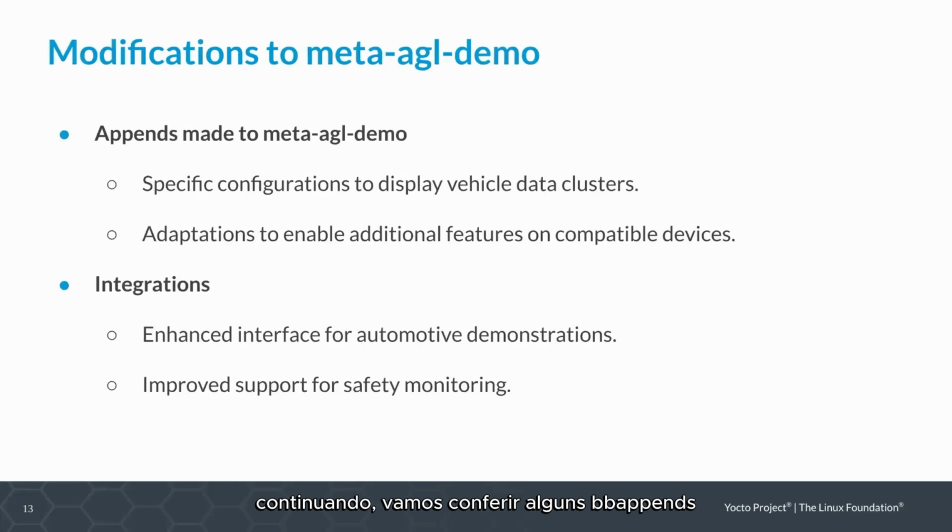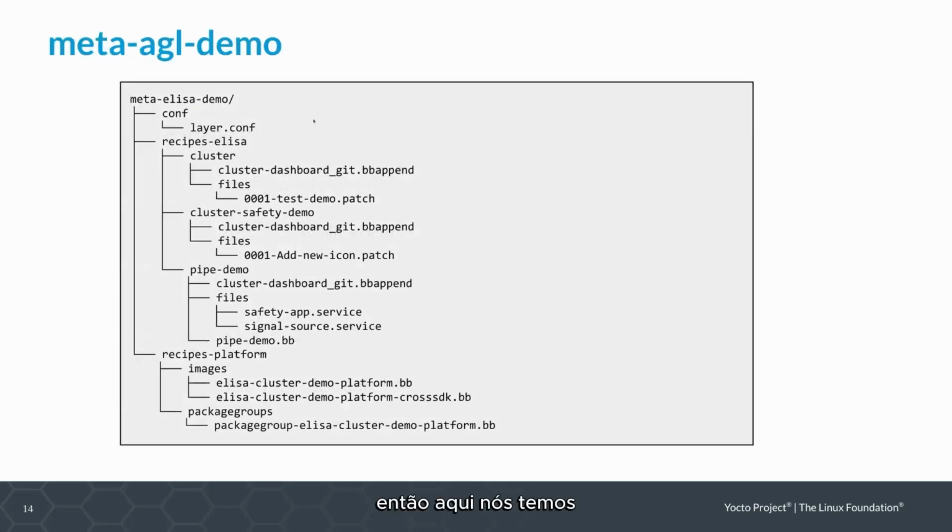Next, there are some appends. You're going to see some appends to the graphical interfaces to trigger a warning when we have errors in the system. We can show that to the user. And we have some adaptation to the compatible device we want to deploy, some enhancements on the user interface demonstration, and also improved support for safety monitoring.